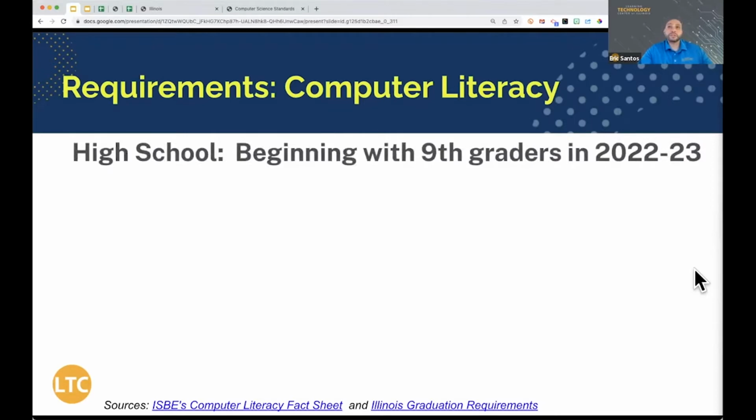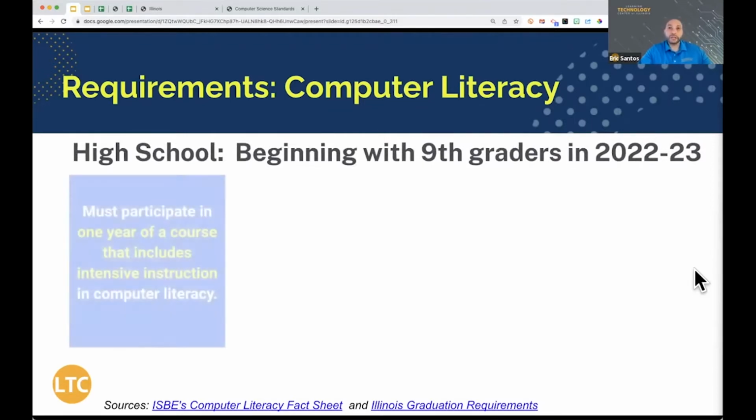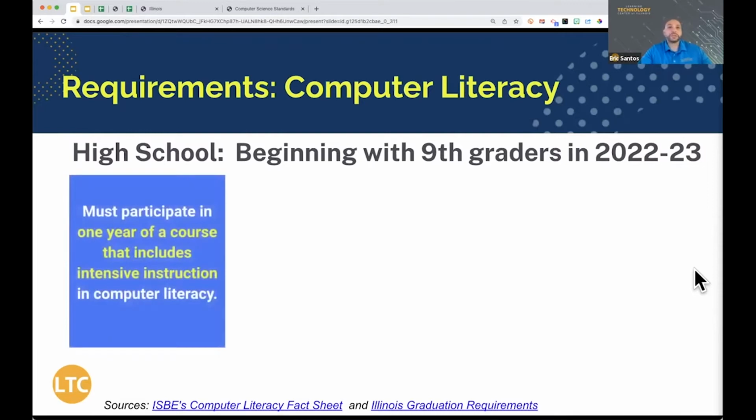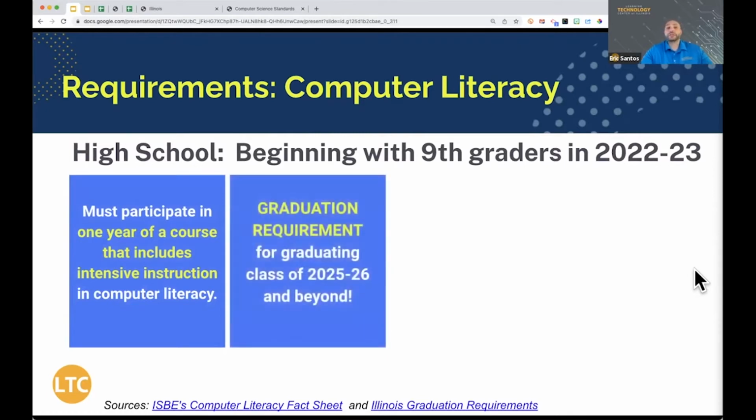So for high schools, beginning with the coming school year, 2022-2023, your ninth graders are going to have a couple of requirements. First, they're going to need to participate in one year of a course that includes intensive instruction in computer literacy. That's the language that we're using. That is going to be a graduation requirement. Now, they don't have to participate in that course their freshman year in 22-23, but by the time they graduate in 25-26, they have to have completed a course.